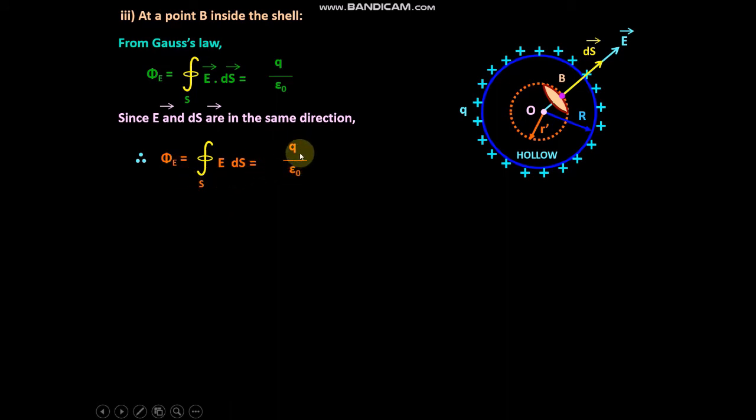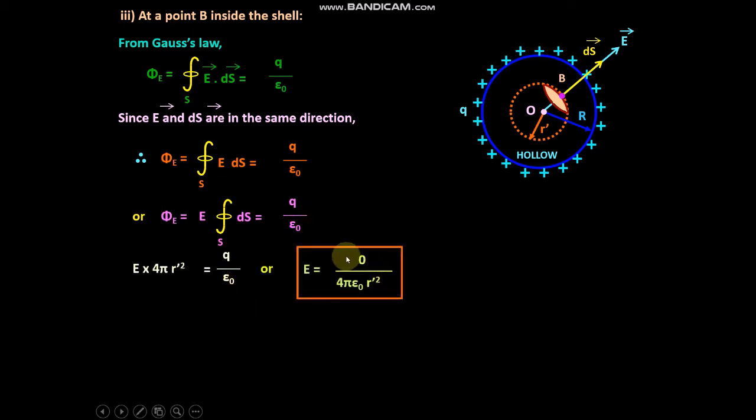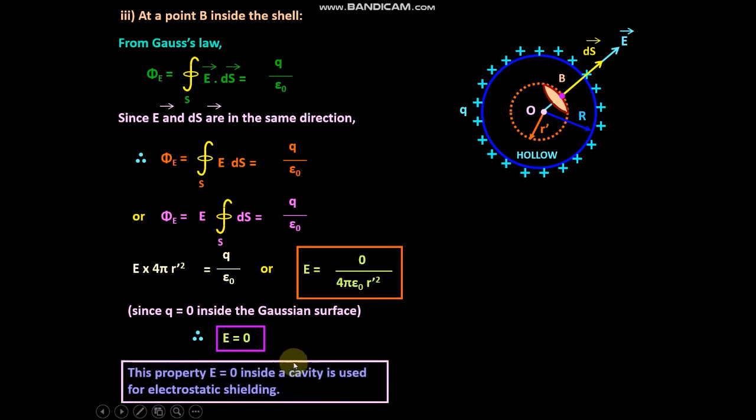What is Q? Q is the charge enclosed by the Gaussian surface. Can you tell me what is the charge enclosed by this Gaussian surface here? This is the Gaussian surface. What is the charge enclosed here? The charge enclosed is 0, because charge always resides on the surface. So here charge enclosed is how much? It is 0. So 0 by 4 pi epsilon naught, everything, this will come out to be 0. So E will be equal to 0.